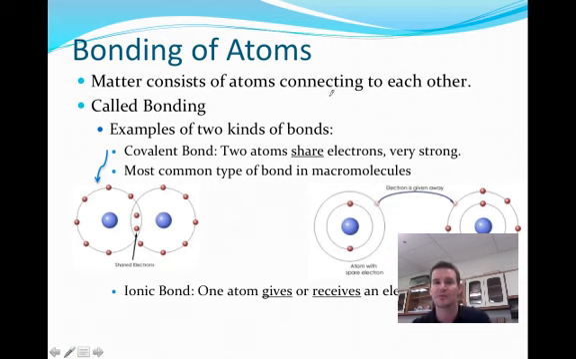So we have two types of bonds that we're going to talk about at this point. Now, there's a lot more than this, but I just want you to focus on these two types of bonds. So we have covalent bonds, and we have ionic bonds. Now, the difference between the two bonds is just what's going on with the electrons, these red things that are surrounding the nucleus.